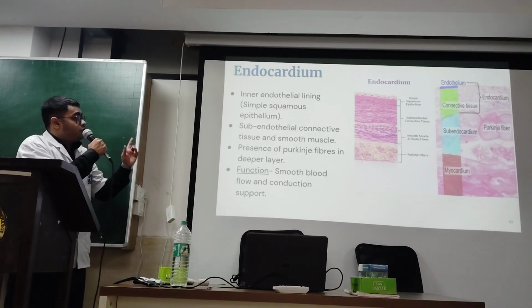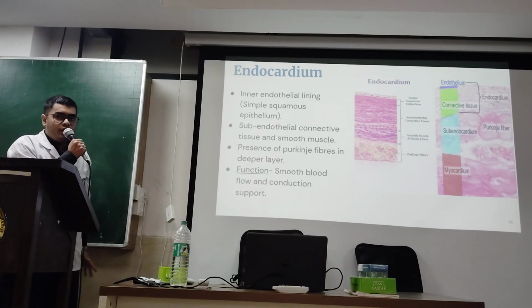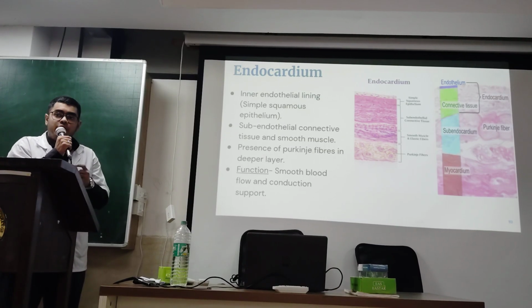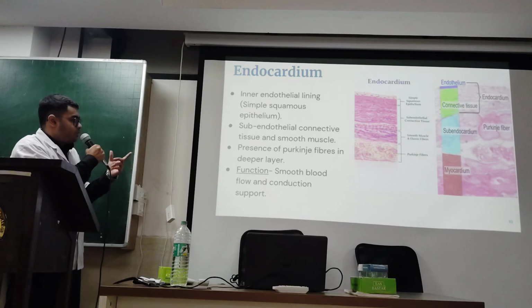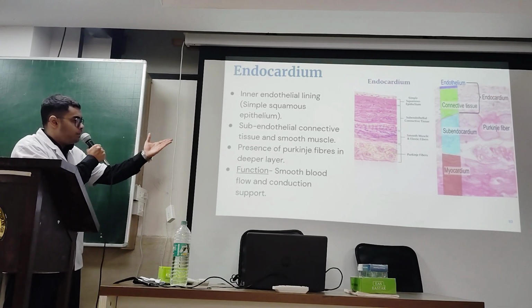The innermost lining is formed by simple squamous epithelium, which is called the endothelium, and under it we have subendothelial connective tissue with smooth muscles and elastic fibers. The deeper layer consists of Purkinje fibers, which help in the conduction of electrical impulses for the heart. So the function is smooth blood flow, contributed by the simple squamous epithelium, and conduction support, contributed by the Purkinje fibers.